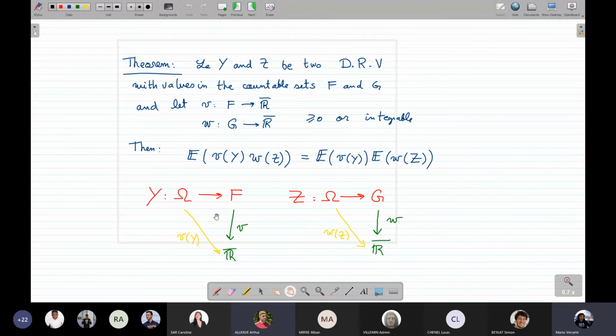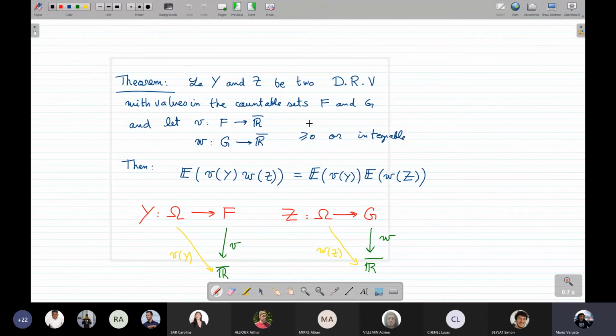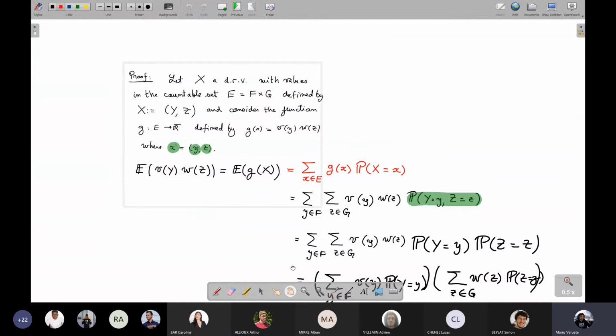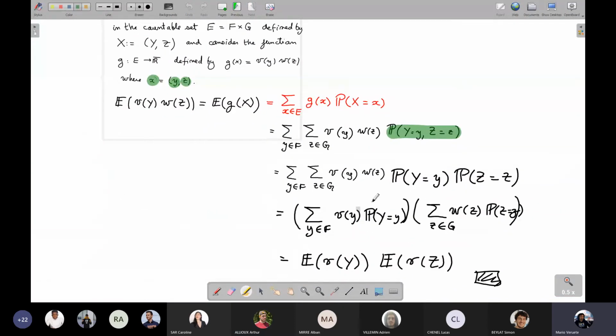Let X be... yeah, you're right. Sorry. Independent random variables here. Independent discrete random variables. Okay, so since they are independent, I can use this property here. This green thing is equal to that green thing. Okay. Thank you for the advertising.